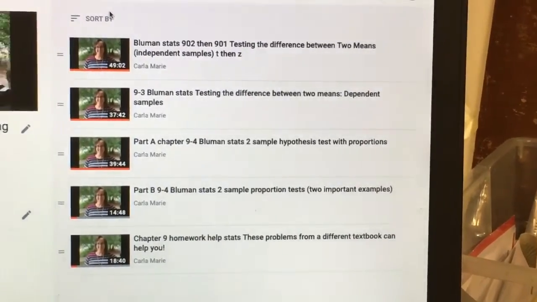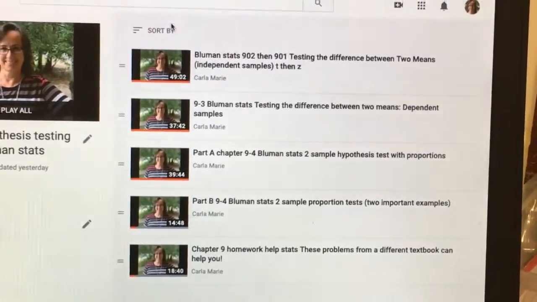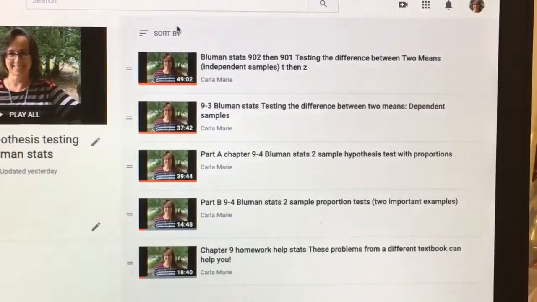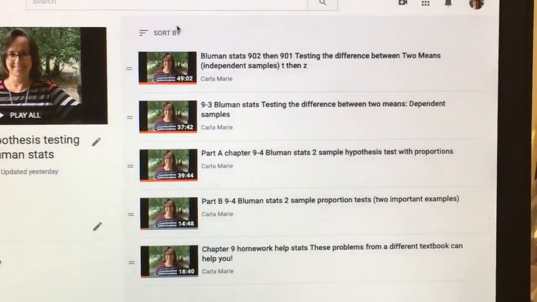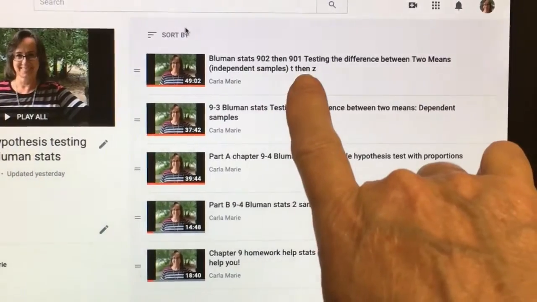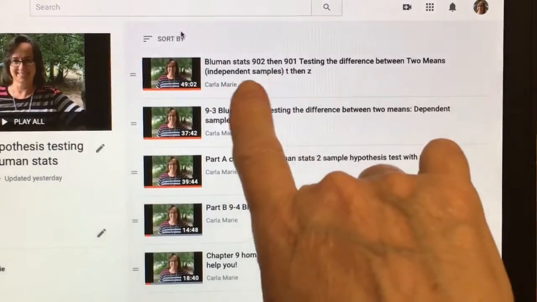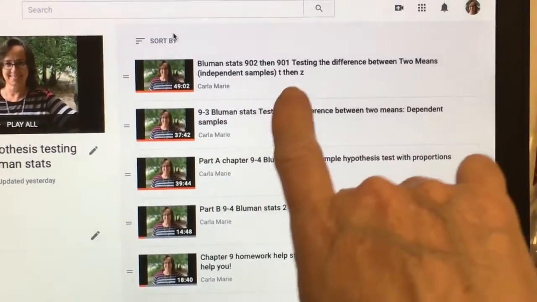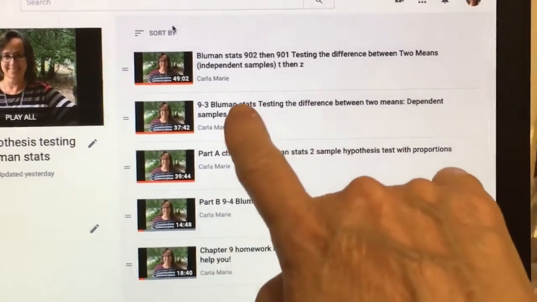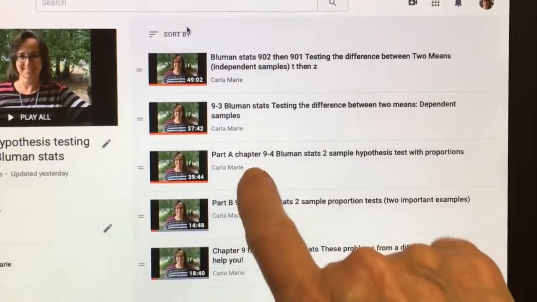Here are the videos that are going to go with the PowerPoints. And again, I have put the links to the videos inside the PowerPoints. If you play them in the playlist order, they will be in the correct order. The Bluman Stats 9-2 and then 9-1 is the order in which it comes, testing the difference between two means, independent samples. So we're going to do the T-test and then the Z-test, which is backwards from your Bluman text. 9-3 is the dependent samples.